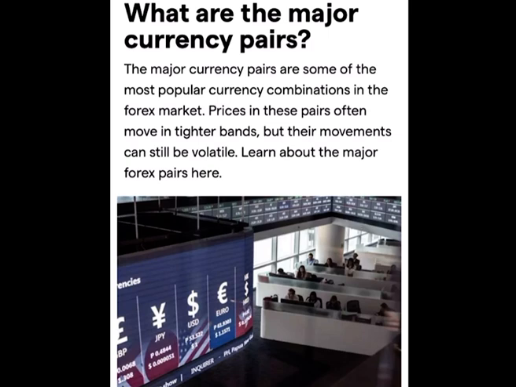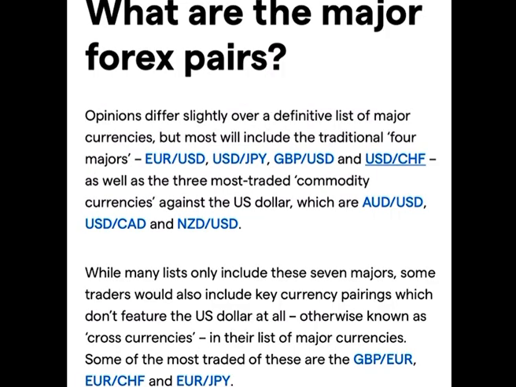So what are the major currency pairs that are traded in the Forex market? The major currency pairs are some of the most popular currency combinations in the Forex market, right? Prices of these pairs often move in higher bands, but their movements can still be volatile. What do you mean by volatile, one might ask. Meaning they can be traded faster and quicker, so you can gain profit very fast, you can lose very fast, because a lot of people are already in the market trading it. So it's either you gain profit very fast or you lose very fast. That's what they mean by volatility.